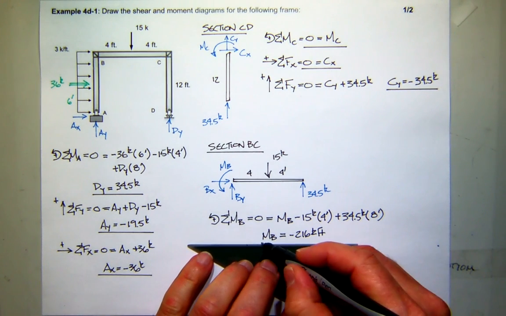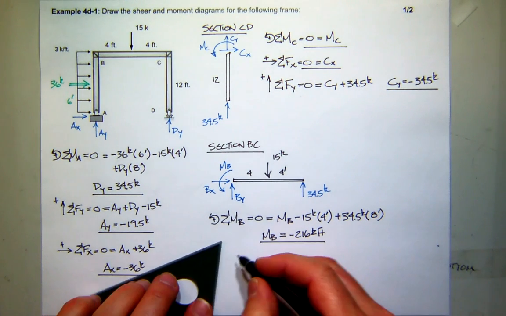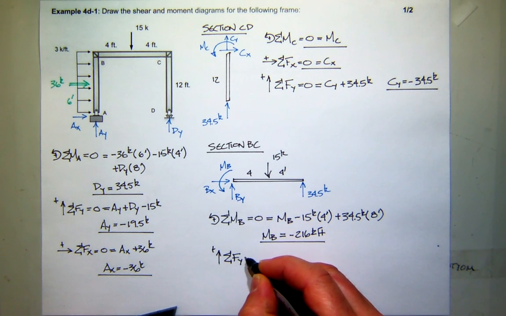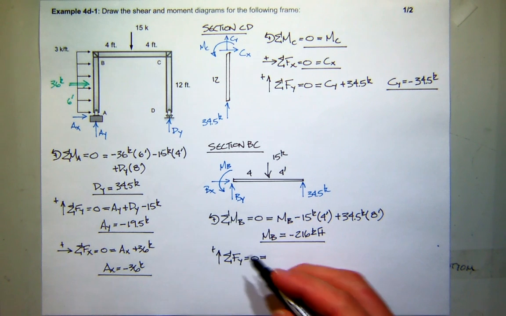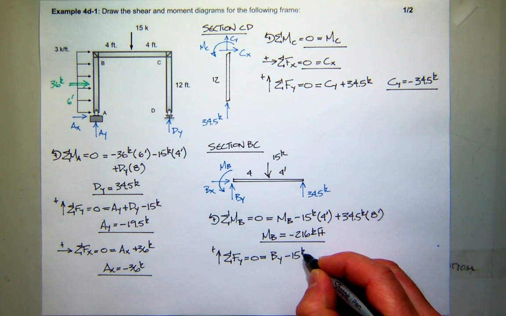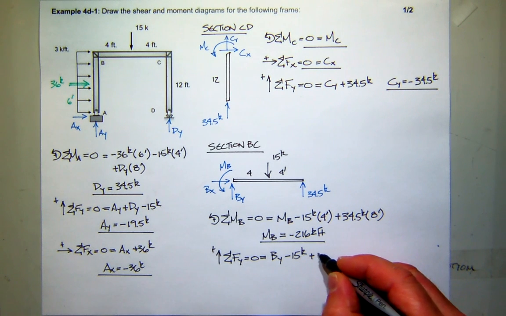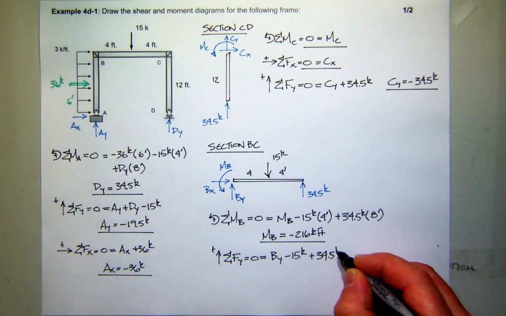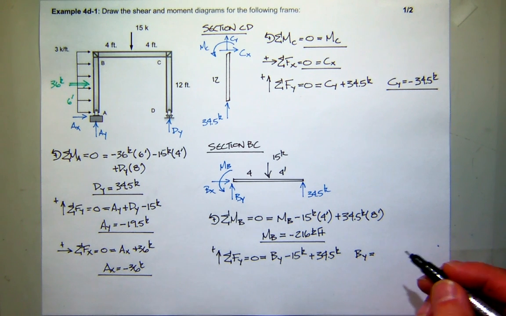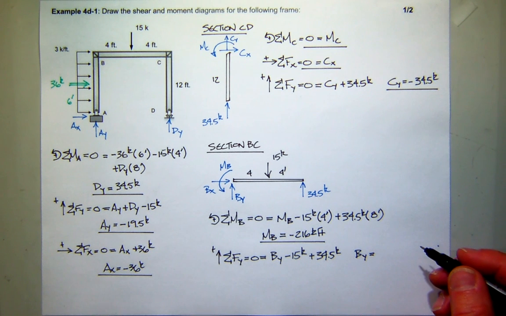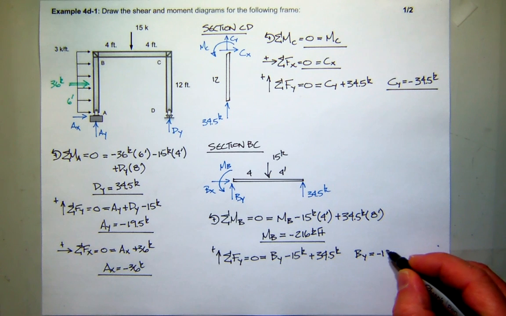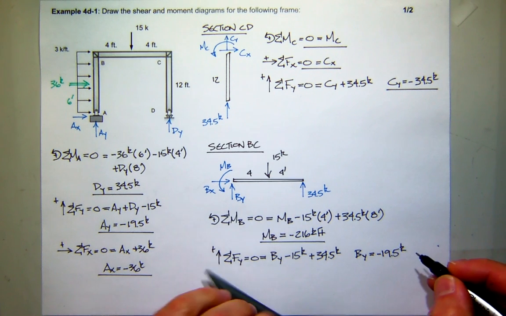All right, so negative 216. Let's sum forces in the X direction. Oh, I said X, but I meant Y, sorry. So that's BY acting up, minus 15 is down, and my reaction on the right-hand side is up. So what is BY? Is that 19.5? Yeah? Negative? I think so.